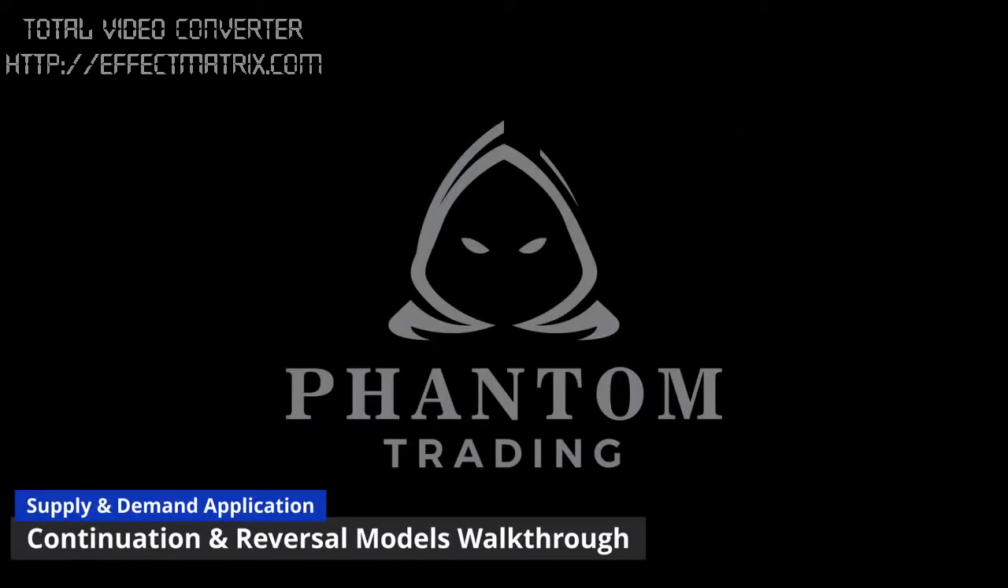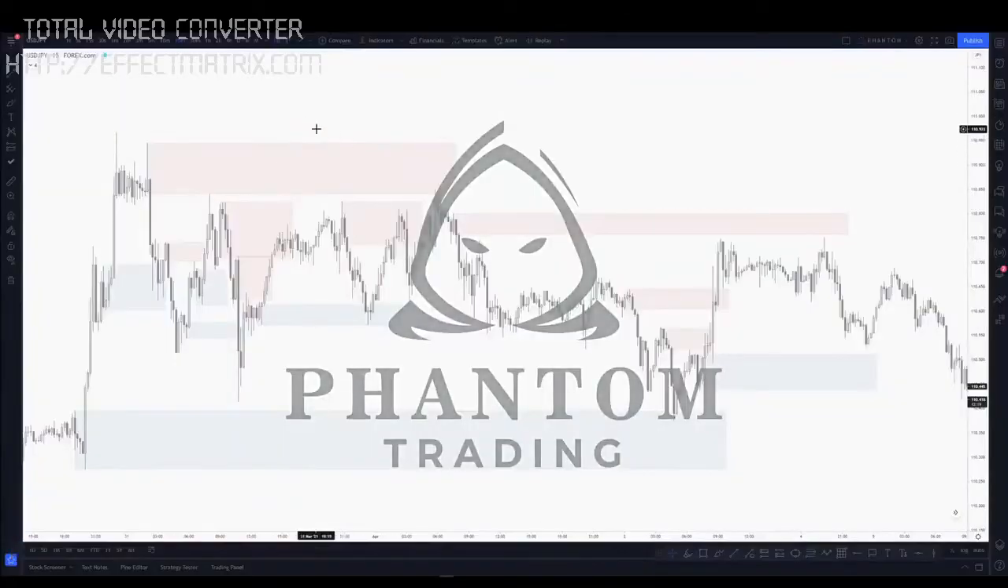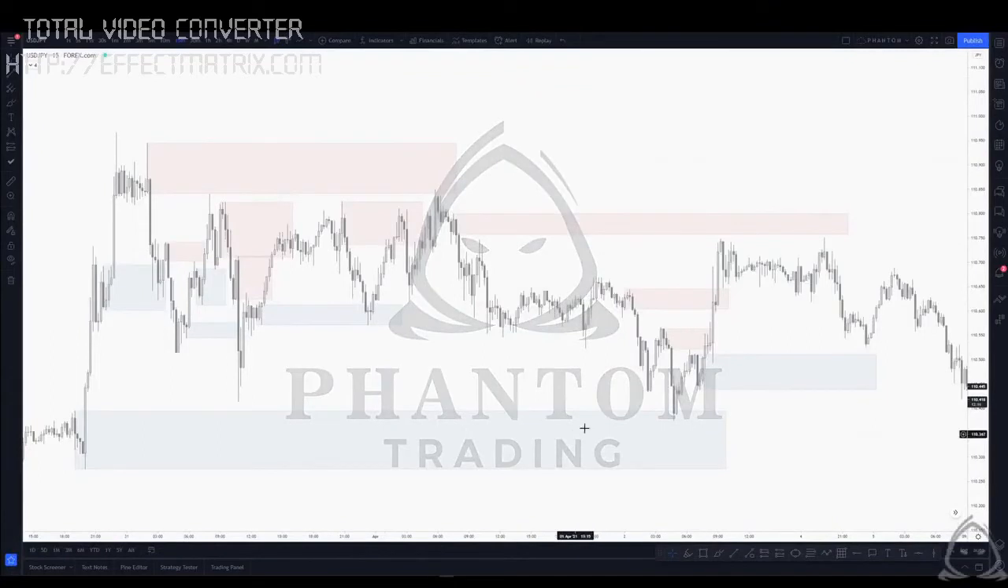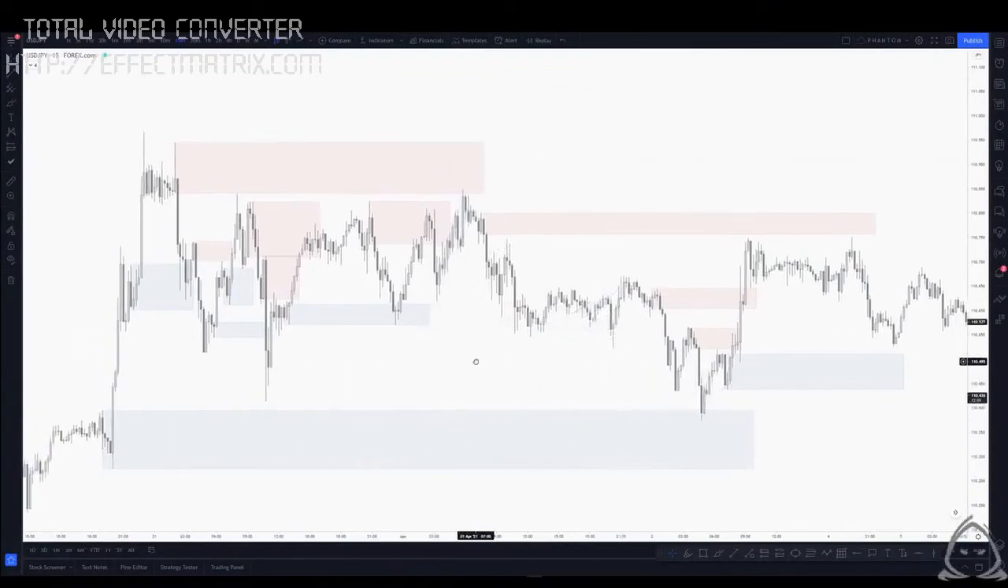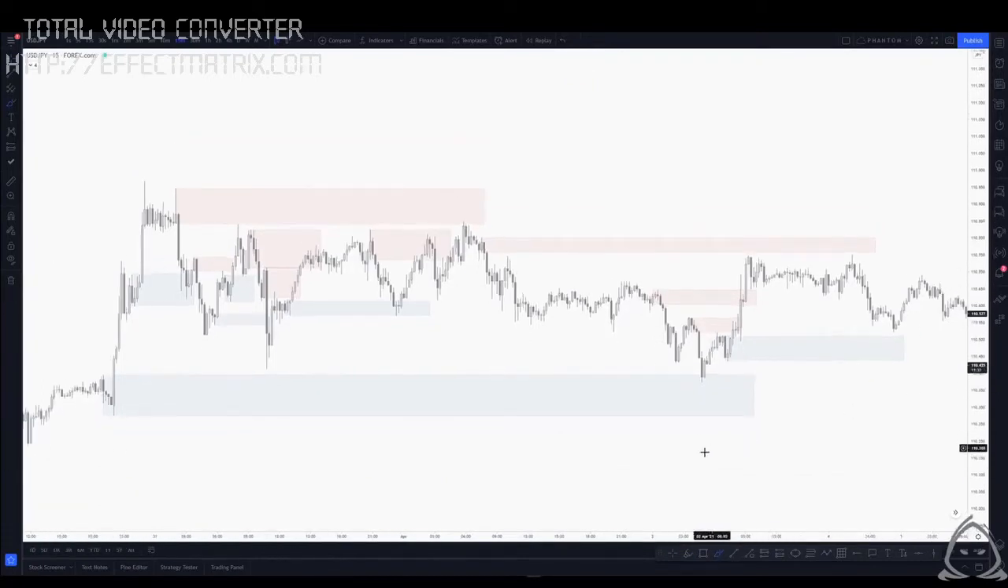Now let's refer back to our original example that we were using in video number 1, and instead of just focusing on mapping zones, let's break down which model of the supply and demand zones that we've mapped out, whether it be continuation or reversal and so on and so forth. So what we'll do is we'll start on the left side and just work our way to the right based on the zones that we mapped in the prior video.